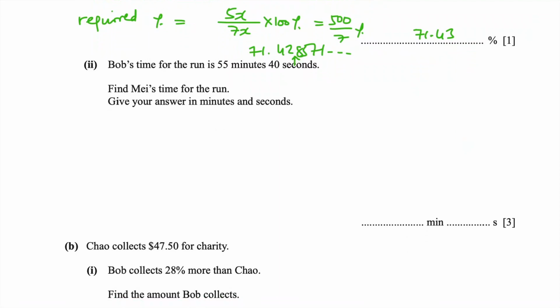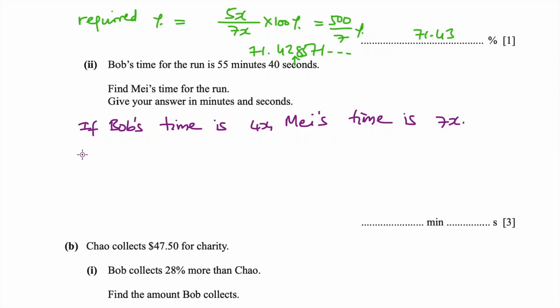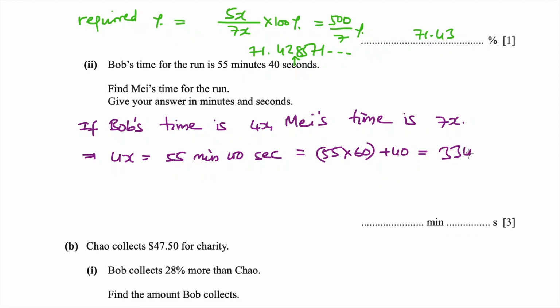So if Bob's time is 4x, then May's time will be 7x, right? This is what we know. So that implies 4x is equal to 55 minutes and 40 seconds. And this we need to convert into seconds: 55 into 60 plus 40, and this is equal to 3340 seconds.